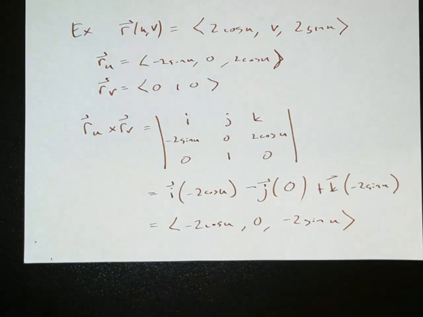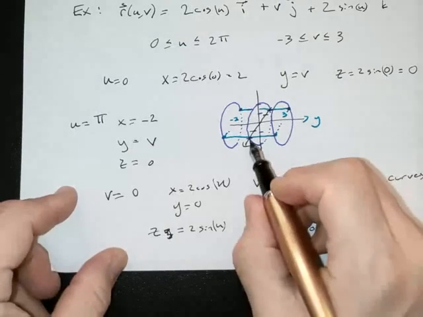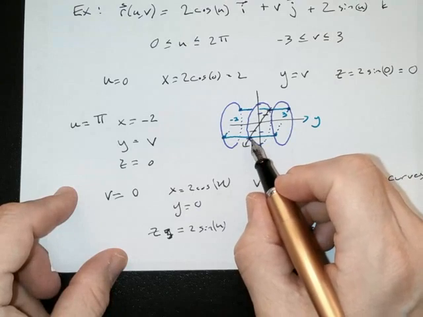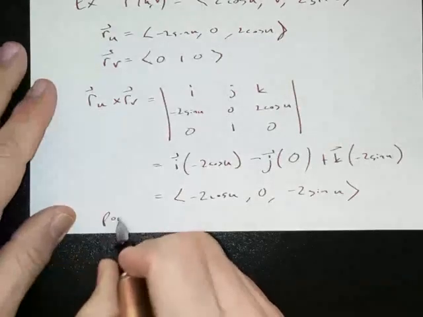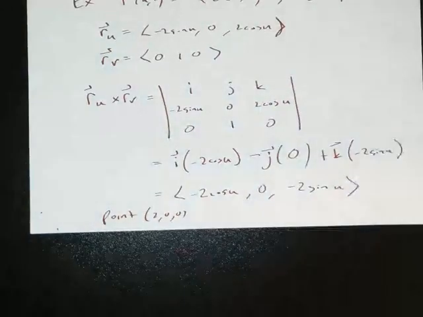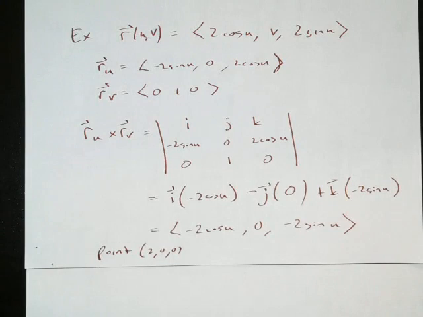Let's pick a point. I got to go back to the drawing I did at the very beginning. How about I pick this point right here? The point 2, 0, 0. Given my equation, what's the value of u at that point? What's the value of v at that point?